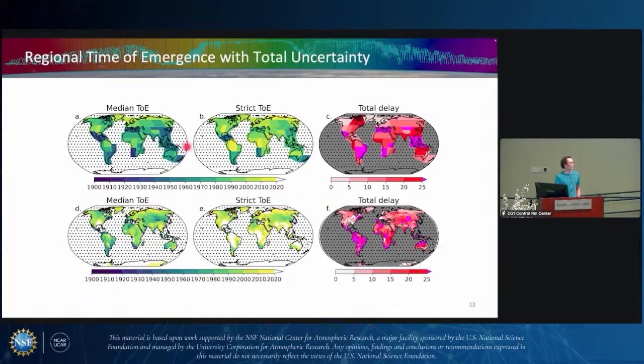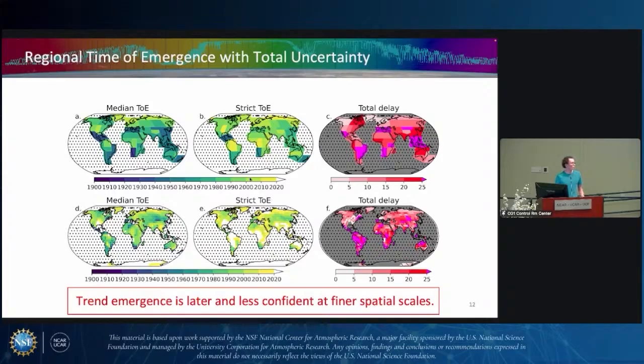Finally, we repeat our analysis at the much finer scale that our observational products are available at. And I think this really helps us localize where the delays are, which is largely in South America and sub-Saharan Africa. I think this really points to the historical way that we observe, aggregate, and trust our climate data. This is the global South, and this is the impact of our science not being equal around the globe. It also shows that our trend emergence is just later and less confident at these finer spatial scales.